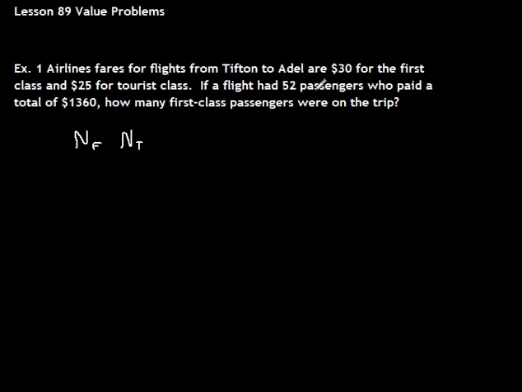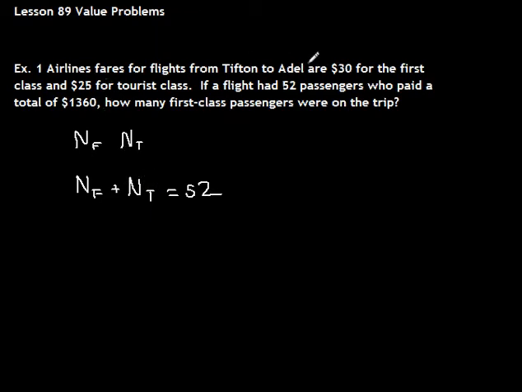If the flight had 52 passengers who paid a total of $1,360, how many first class passengers were on the trip? Now you always need two equations when you're doing these problems. One will be the number problem, like how many coins or how many passengers or how many dresses or how many things. So we always do that one first. So the number of first class people plus the number of tourist people equals 52 people. That's just your people equation. That doesn't have anything to do with value. Your next equation is all about value.